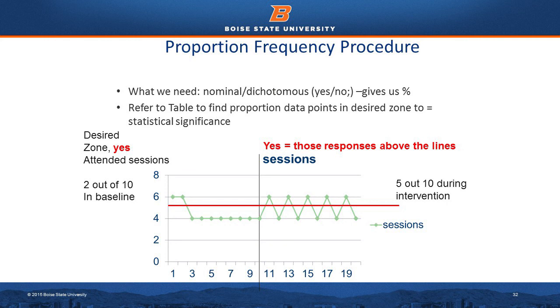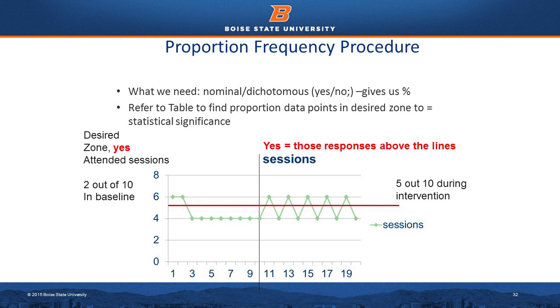We can use a proportion frequency procedure for nominal or dichotomous variables. This procedure requires us to use the proportion of desired zone data points between baseline and intervention periods table found in Rubin's book on page 247. Using the table, we need at least a proportion of 0.50 intervention, or half of the data points in the desired zone, to be statistically significant at the 0.05 level.